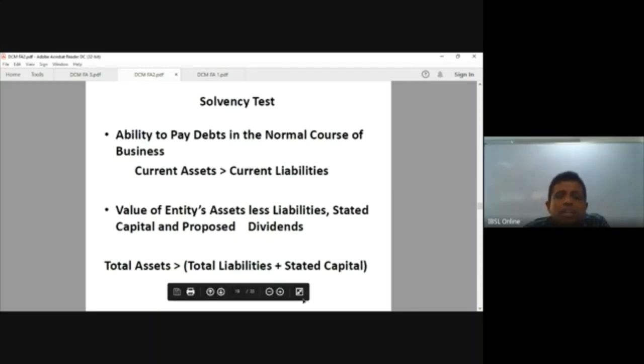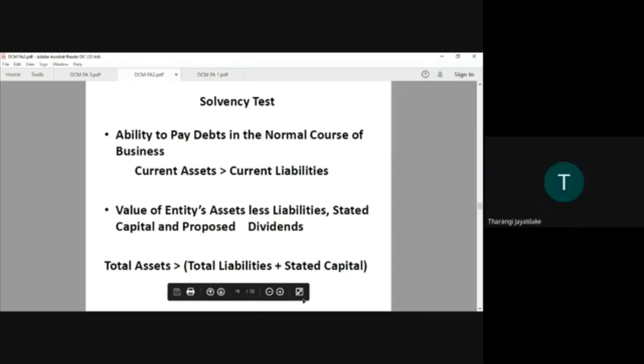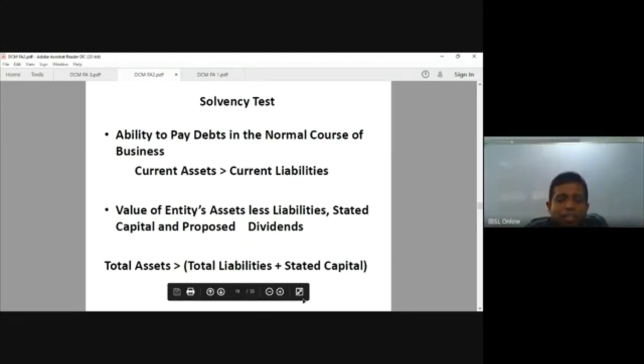In order to see whether we have adequate reserves, we use this formula, right? If you do have reserves, you can only declare dividend. Make sure that you take into account the proposed dividend also as liability when you're calculating the second part, right? Here, go to the point: value of the entity's assets less liabilities, less stated capital and proposed dividend. Right?